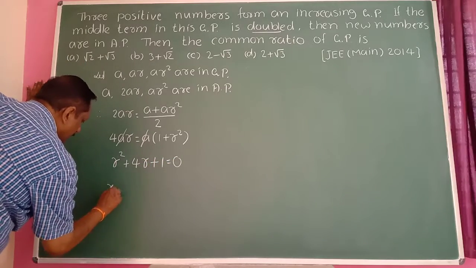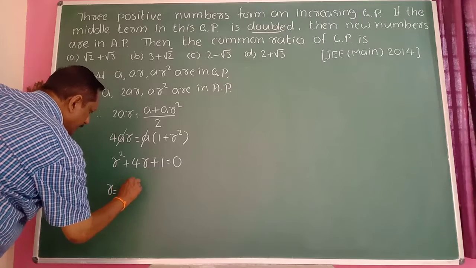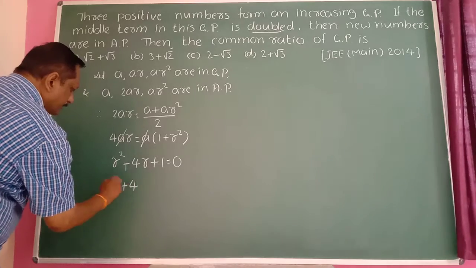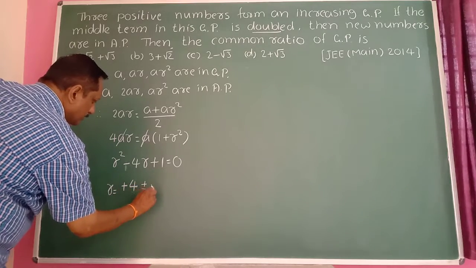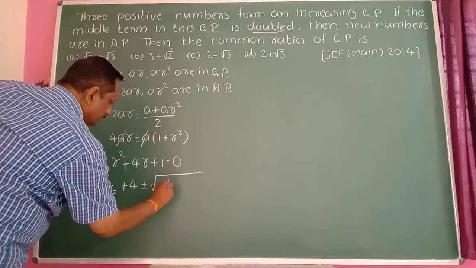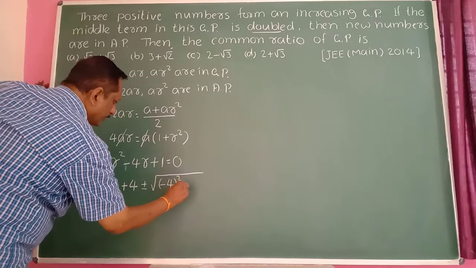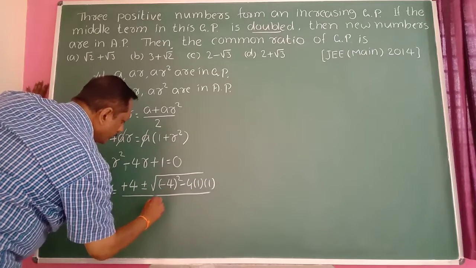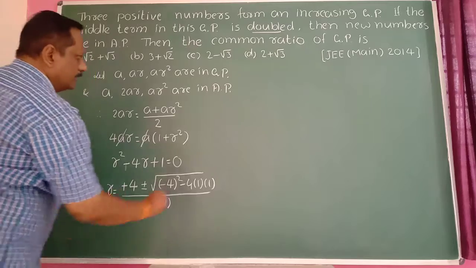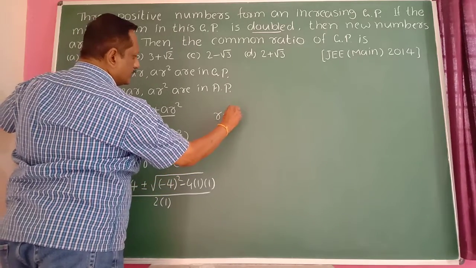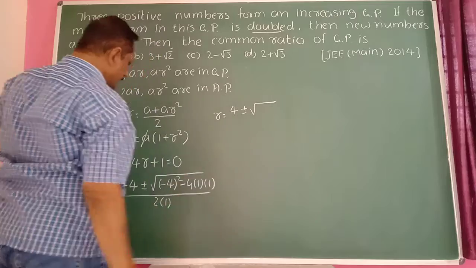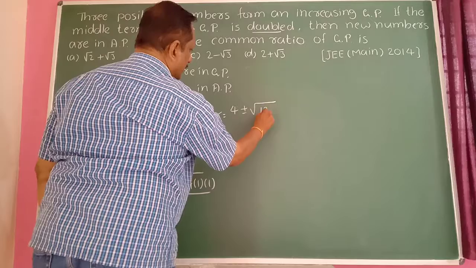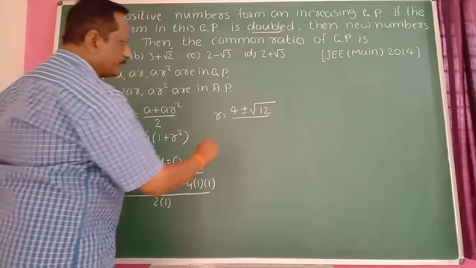Therefore, it is a quadratic equation here. So minus of minus 4 here, it is plus 4. Then plus or minus root of minus 4 square minus 4 into 1 into 1, divided by 2 into 1. Therefore, R is equal to 4 plus or minus root of 4 square, which is 16, 16 minus 4, it is 12, divided by 2.